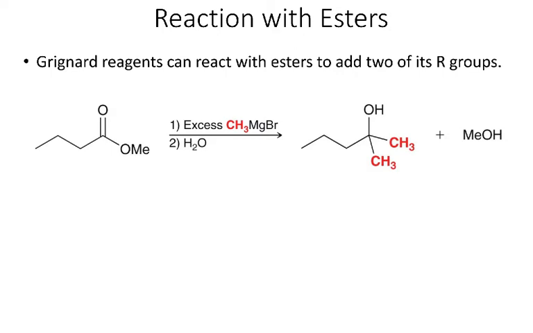All right, so not only can Grignard reagents react with aldehydes and ketones, they can also react with esters. Now, the interesting thing in the case of the reaction of the Grignard reagent with an ester is that we're going to add two of the R groups. So in this case, the R group in the Grignard reagent is a methyl, and so we'll convert this ester into an alcohol, but we'll add two of the R groups from the Grignard reagent.